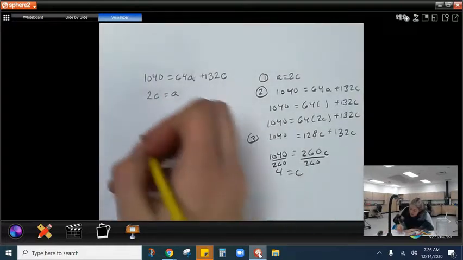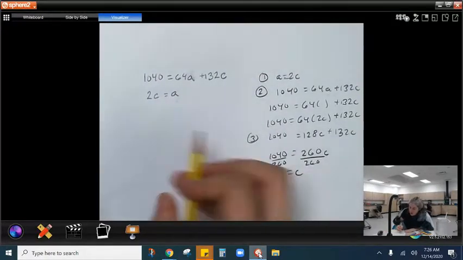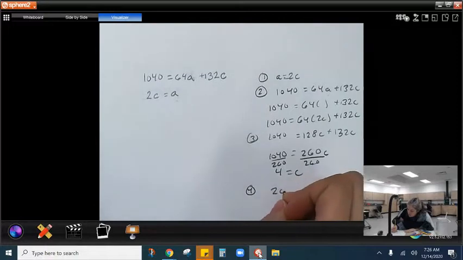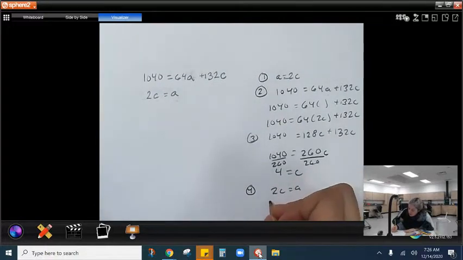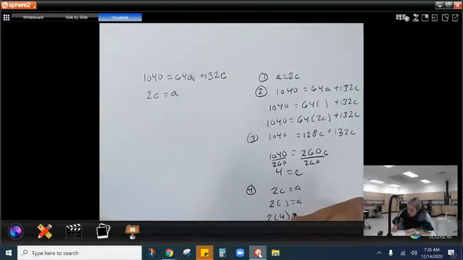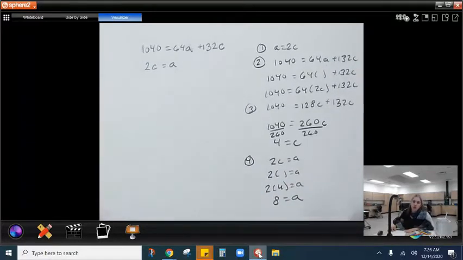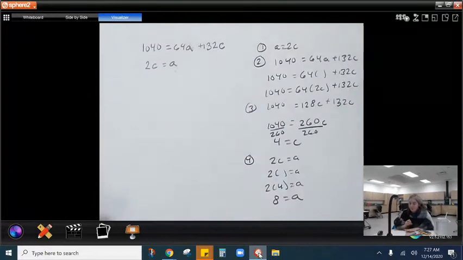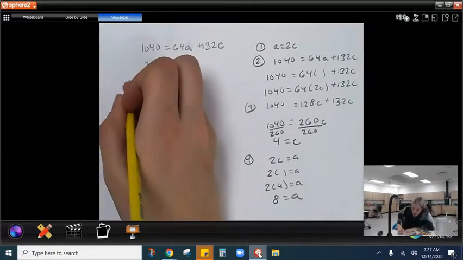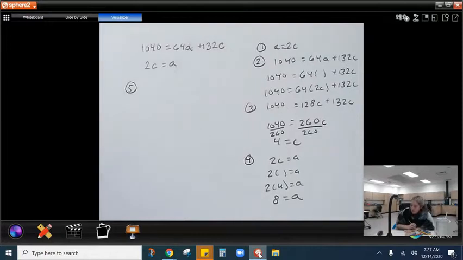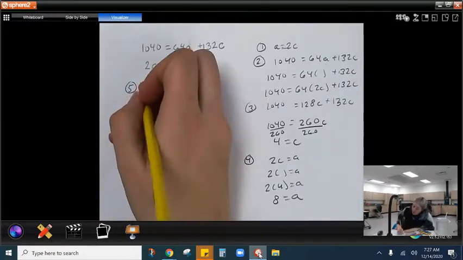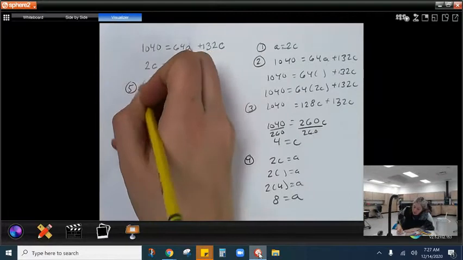Then we have to find, and I'm just going to use this one, 2c equals a. So I'm going to substitute in for my c 4. And lots of you can do that math in your head, and you're looking at me going, well, that's $8 is how much an adult ticket costs. You're right, it's $8. So now I know my C and my A. I need to write that as a coordinate pair. So I'm going to go with 4, 8.